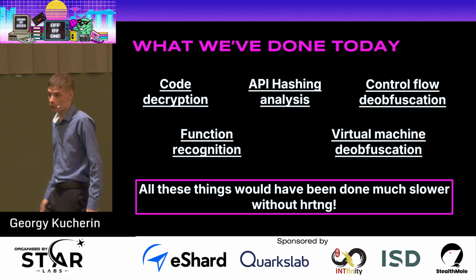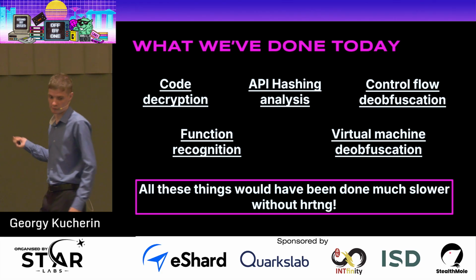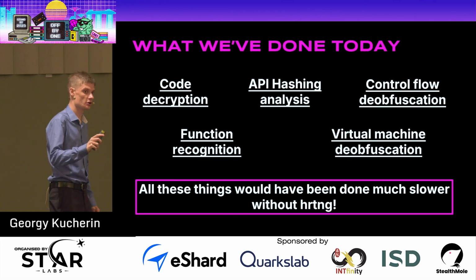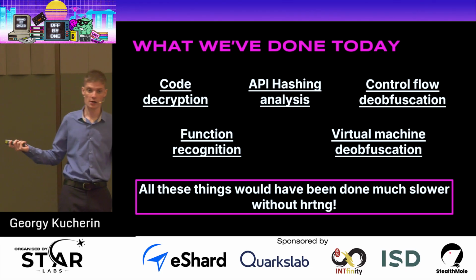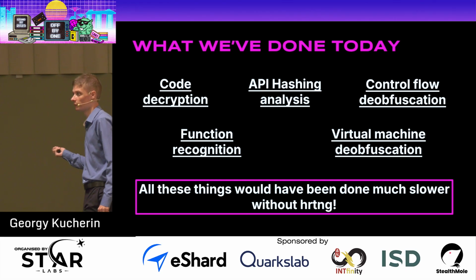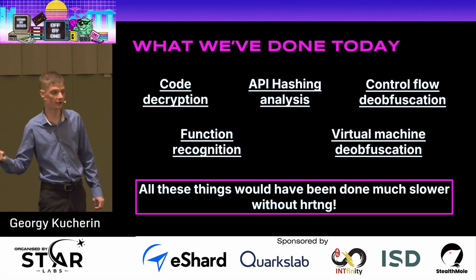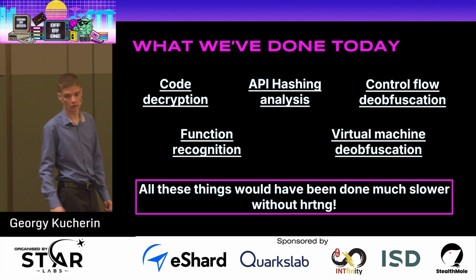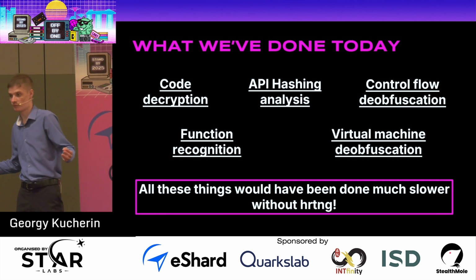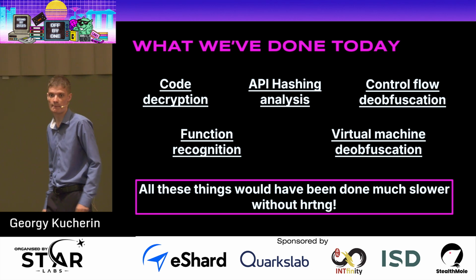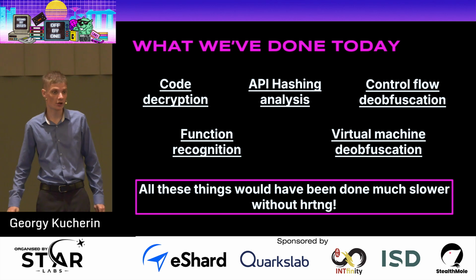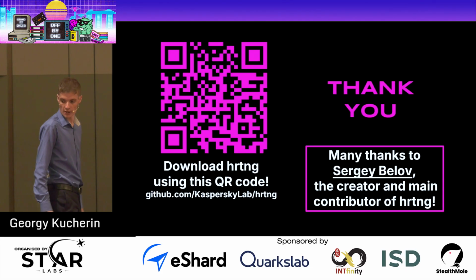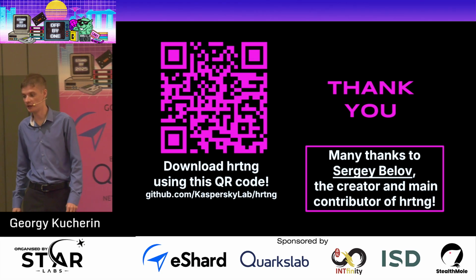Now, before I end my presentation, let's summarize what we've done today. We've decrypted code, done API hash analysis, deobfuscated control flow, performed function recognition, and even deobfuscated a virtualizing obfuscator. And all this we've done in 40 minutes. It wouldn't have been possible had it not been for HRTNG. I hope that by this example, I managed to convince you that HRTNG is a really helpful tool in reverse engineering. Please download this plugin from GitHub.